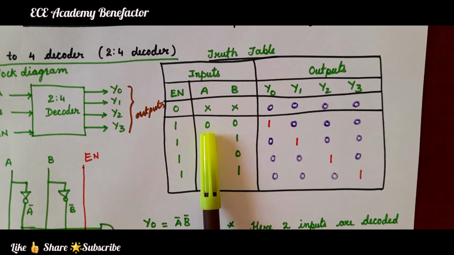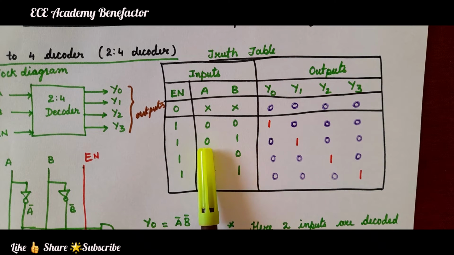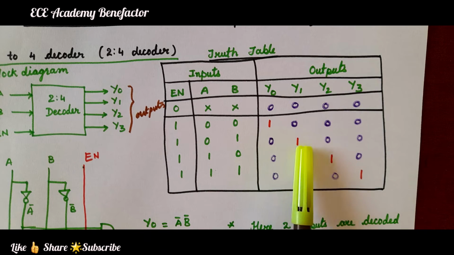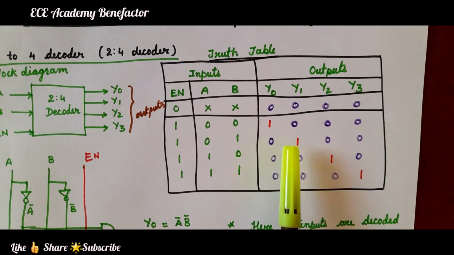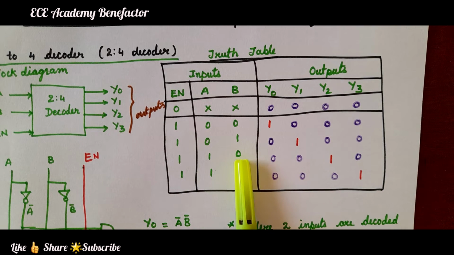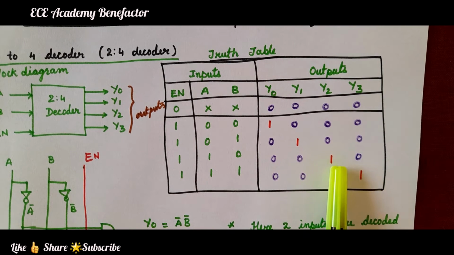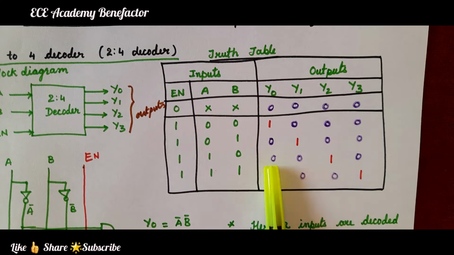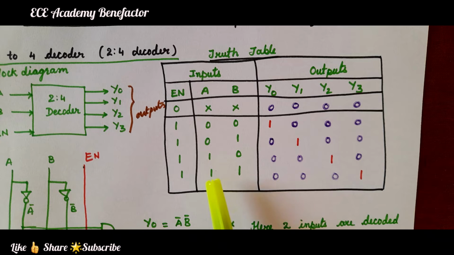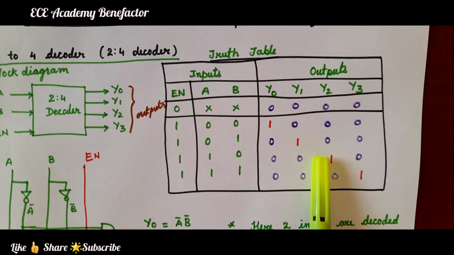When the inputs are 0 0, Y0 output will be high. When the input is 0 1, Y1 will be high, 1, and all other outputs are 0. When A is 1 and B is 0, the circuit is so designed that Y2 will be high, that is set to 1, and all other outputs will be 0. When both the inputs are 1 1, Y3 will be high. So, when enable is high, then only based on the input condition one of the outputs will be high.